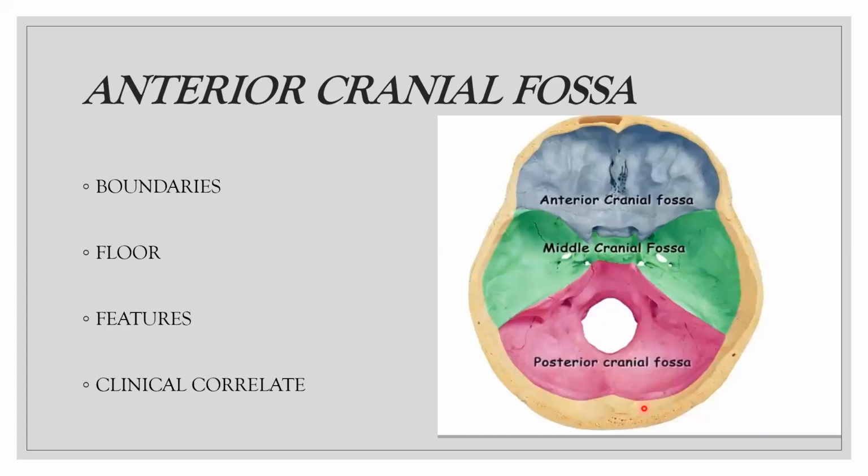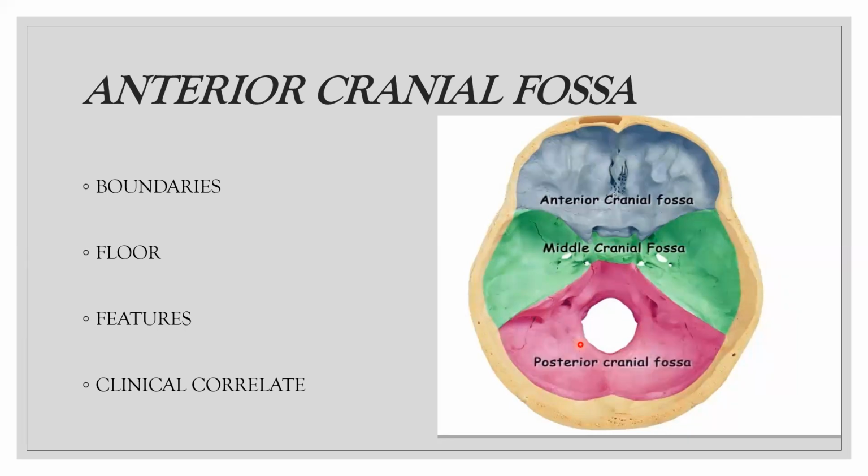And so the floor of the cranial cavity is divided into three main parts. As you can see from the diagram, it's divided into the anterior cranial fossa, the middle cranial fossa, and the posterior cranial fossa. So the cranial cavity is naturally demarcated into these three parts, so there's no need to draw any imaginary line.